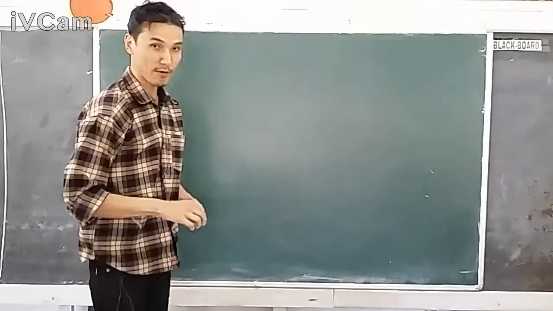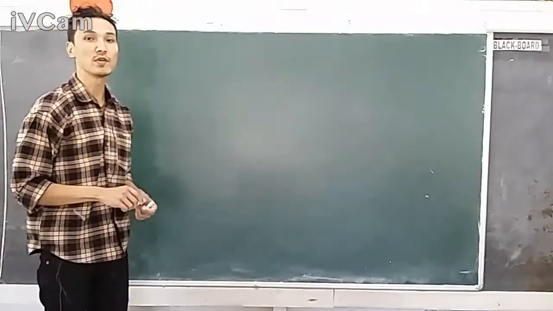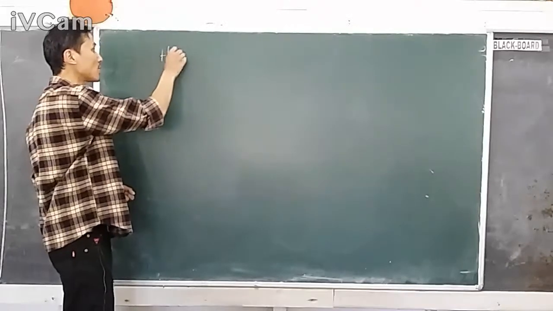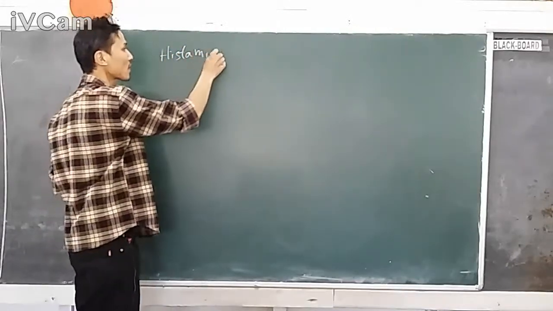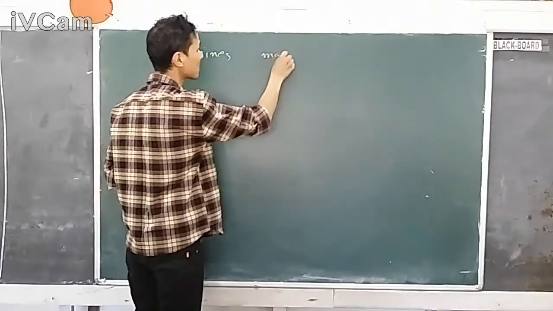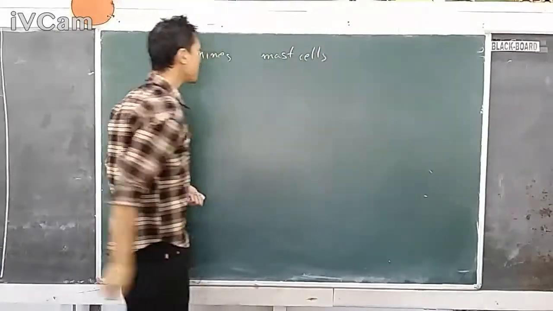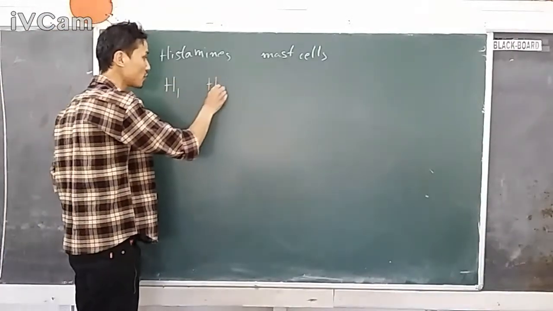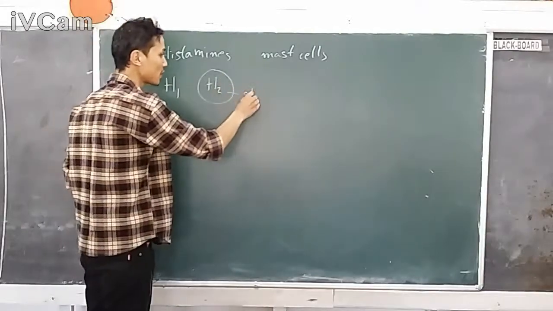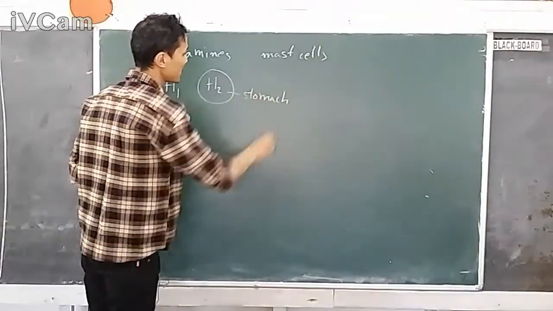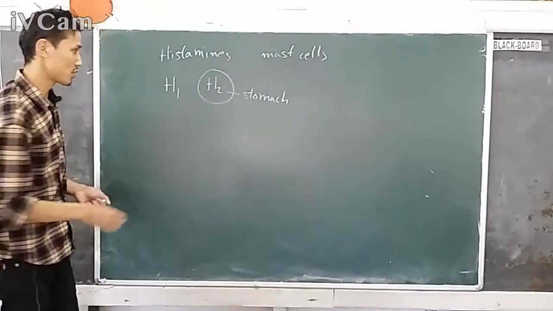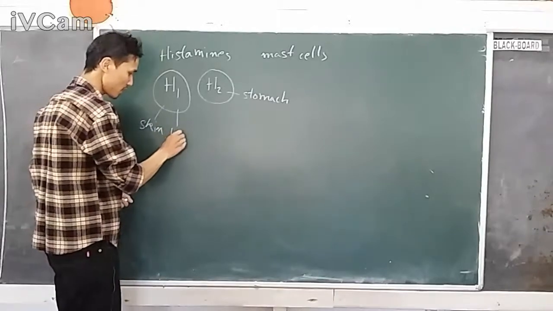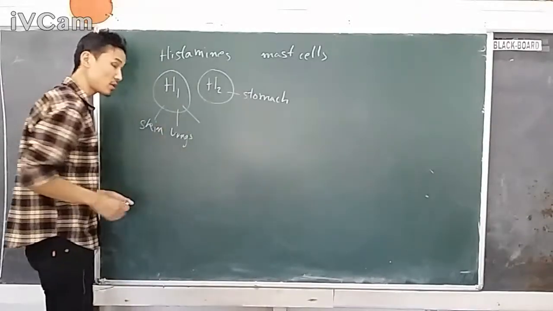So I already told you that our IgE antibody is basically concerned with allergies. So how allergies work is due to a massive release of histamines by the mast cell. How histamines work is they work on two receptors, H1 receptor and H2 receptor. H2 receptor is found in the stomach and it is basically concerned with the release of gastric juices, whereas H1 is found in the skin, lungs and the gastrointestinal tract.